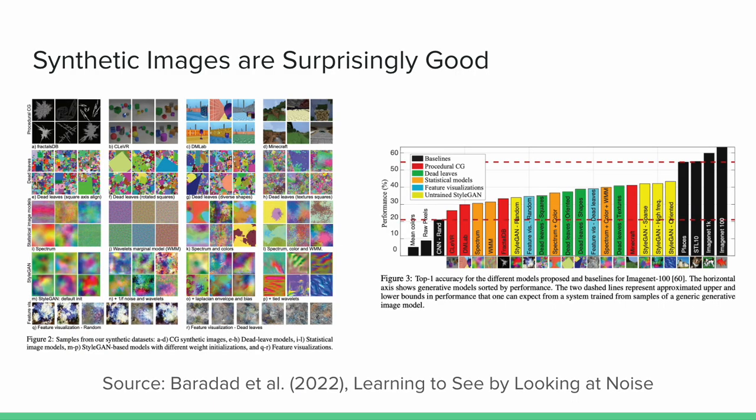Recent work has shown that synthetic images are surprisingly good at training visual representation models. Even super simple noise generating processes like the image on the left here are surprisingly competitive with real image datasets. We asked the same question for RL. How far can we get with only simple noise-like environments?